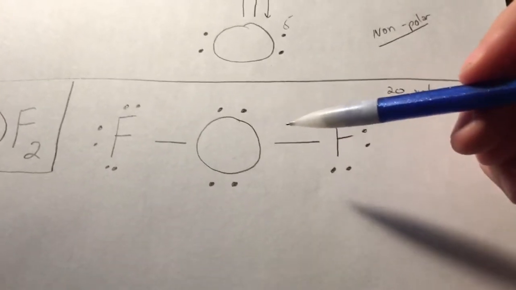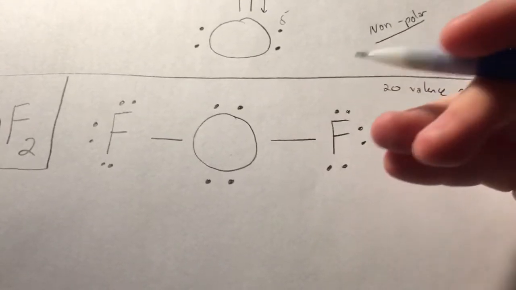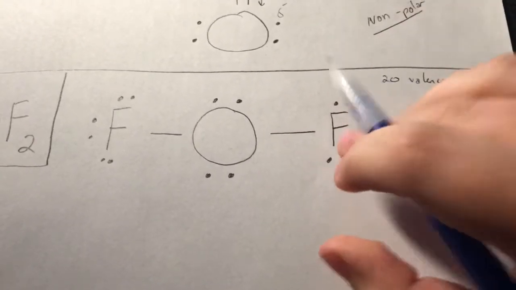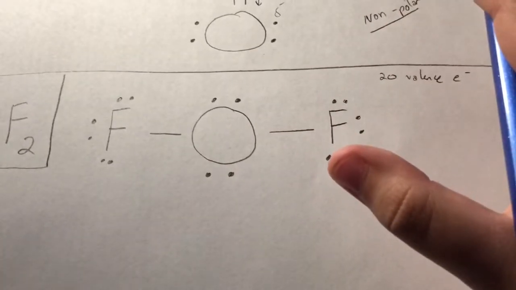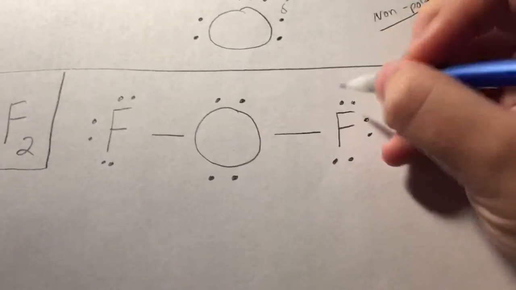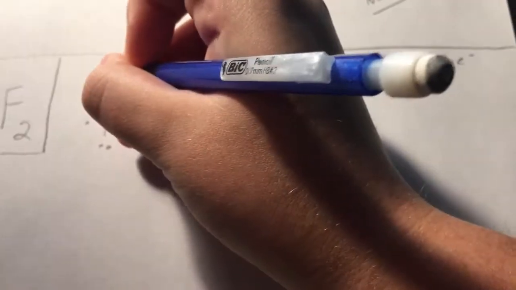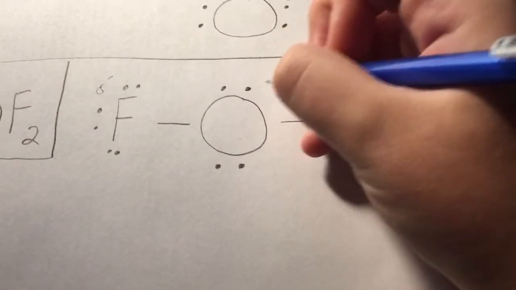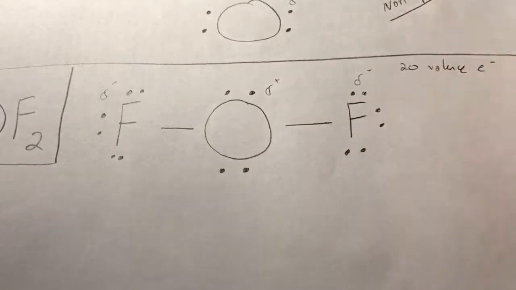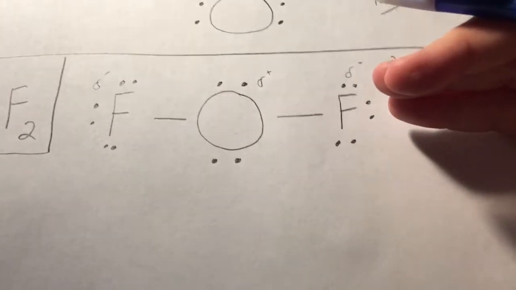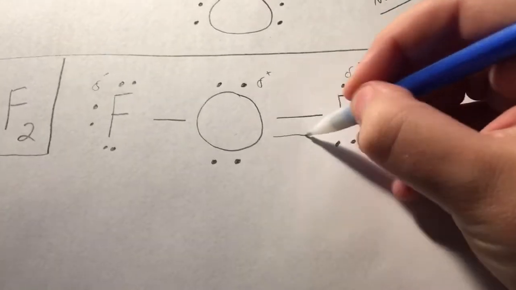The next step is to do our partial charges and draw the bond dipoles. We know fluorine is the most electronegative of all the elements, so the fluorines are automatically going to have the partial negative charges, and oxygen will have the partial positive charge. This makes drawing our bond dipoles easy because we know they're going to be pointing toward the fluorines.